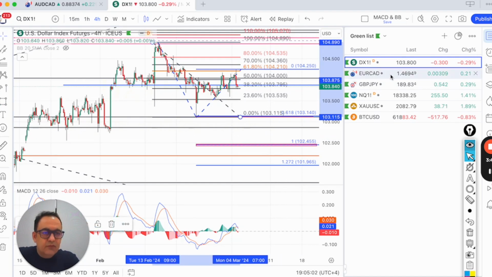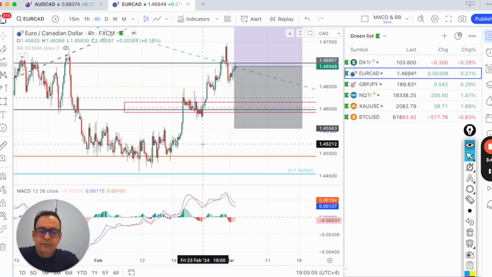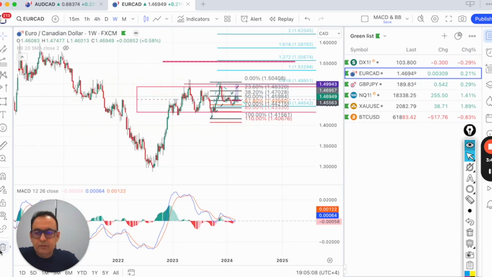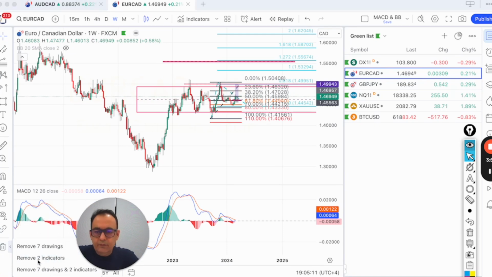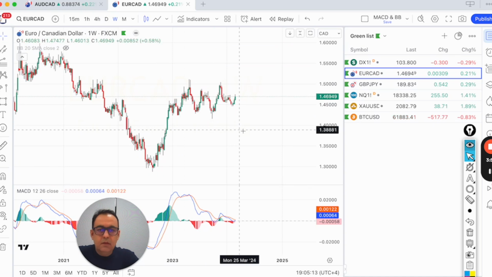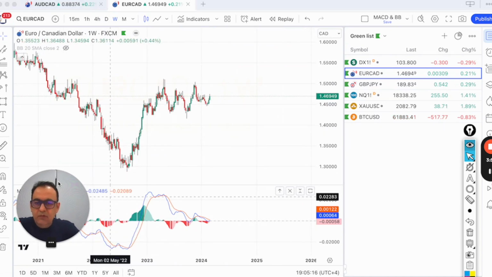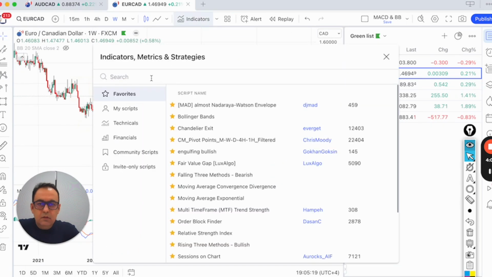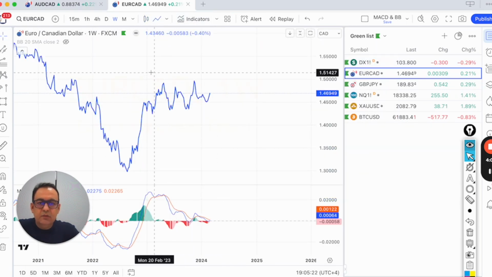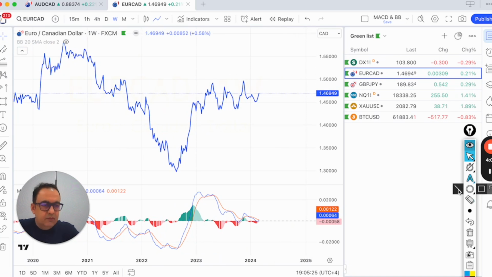Now let's move to our first currency pair, that's EURCAD. Starting from weekly, give me a second, I'll move back to line chart. Now starting from weekly, we had low and lower low with bullish divergence being formed on MACD histogram. This was your required BOS level which was broken, and it has created a high here.